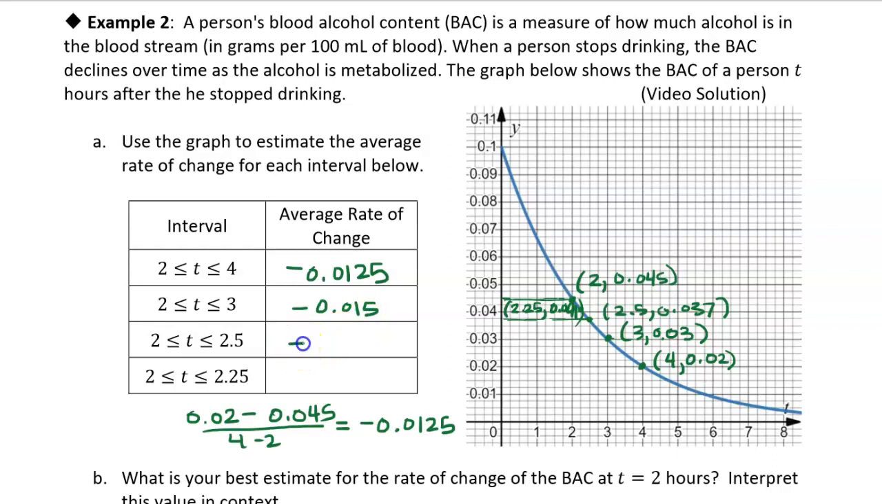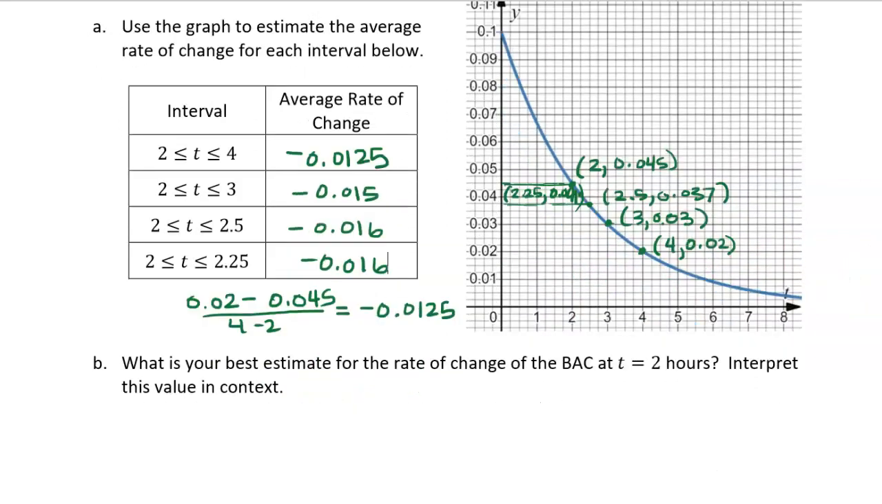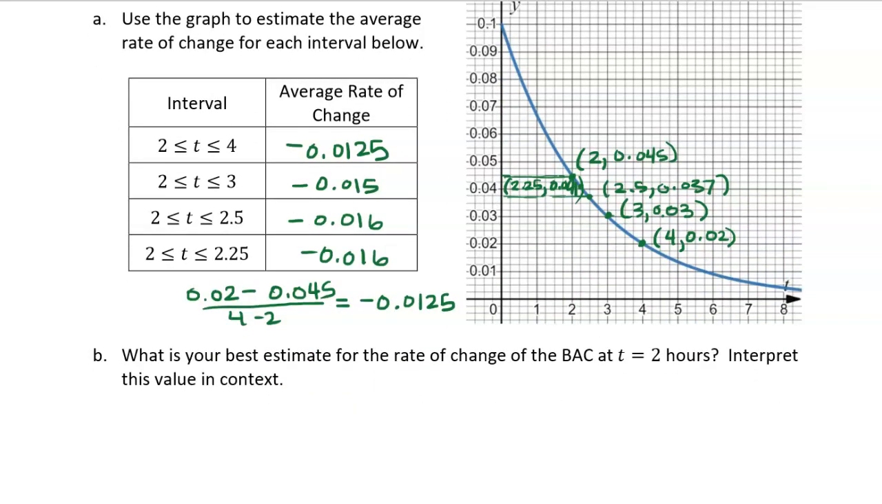0.015. Let's see, 0.016, and here I got a negative 0.016 again. Okay, so it's kind of looking like the average rate of change is approaching negative 0.016. So my best estimate of what the rate of change is in the blood alcohol content at 2 hours is negative 0.016, right? And it's negative because the blood alcohol content is decreasing. The alcohol is being metabolized and there's less alcohol in the blood.